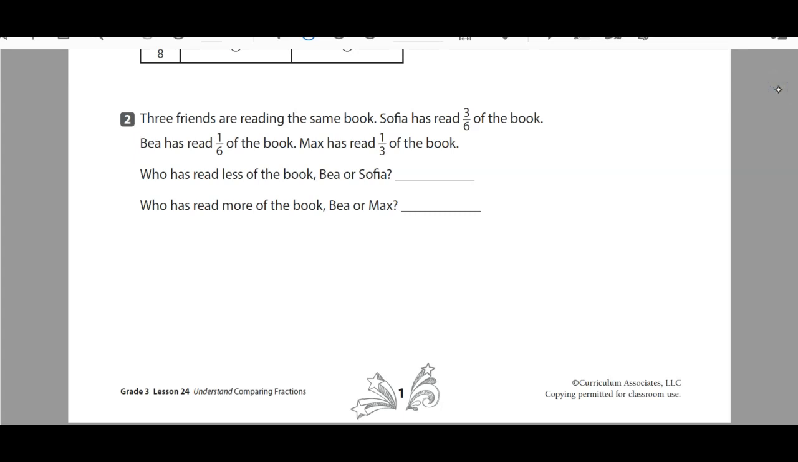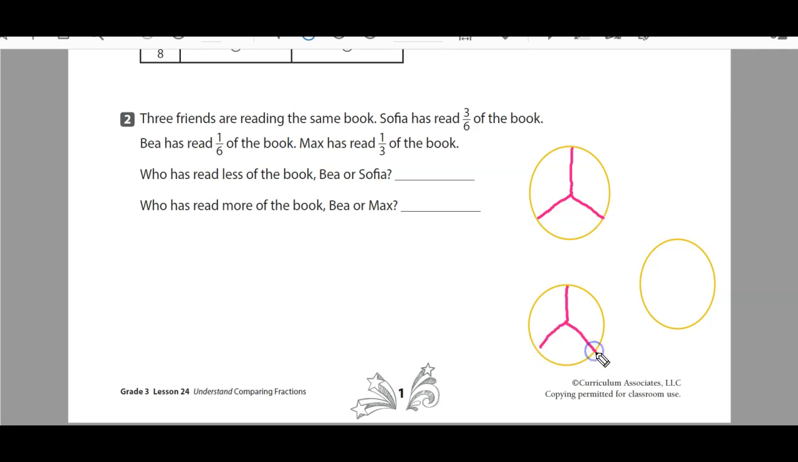Three friends were reading a book. Sophia reads 3/6 of the book, and I'm going to use 3 shapes. Bay read 1/6 of the book, and Max read 1/3 of the book. So, I'm going to do 1/3, and then divide these by 6. They're going to have to really be perfect, but close enough.